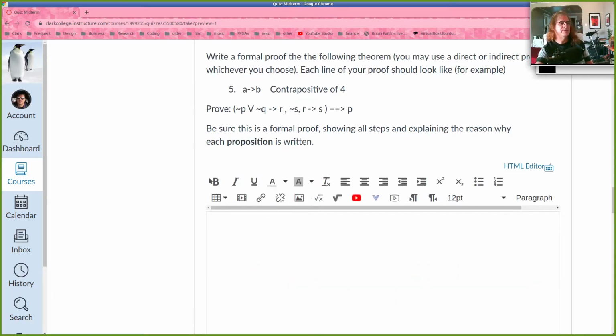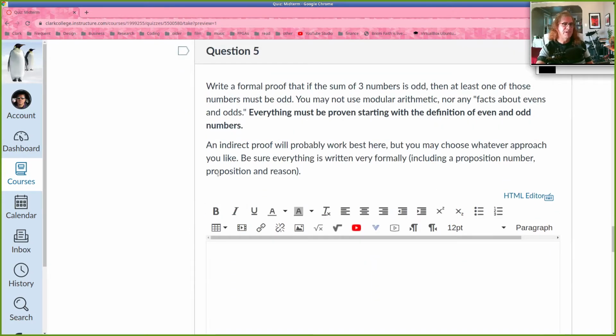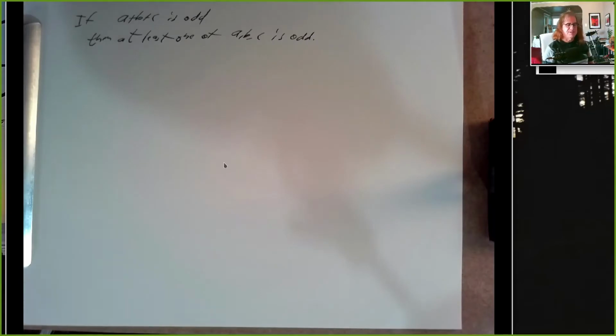And then the even odd number proof, which needed to be proved using propositional logic and definitions of even and odd. So the problem you were asked to show was that if A plus B plus C is odd, then at least one of A, B, C is odd. If the sum of three integers is odd, then at least one of those integers has to be odd.